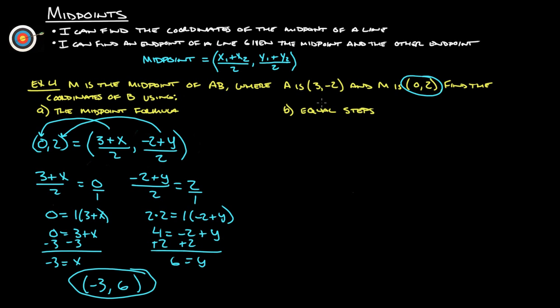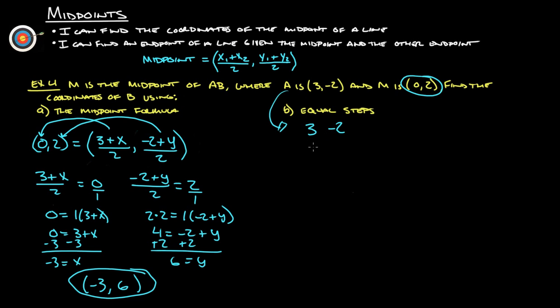Okay, now we're going to actually do the same problem here with a different idea of this thing called equal steps. So here's my take on this. If we start with 3, negative 2, that's the A coordinate, that's this right here.